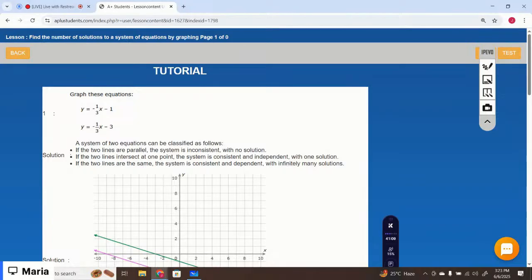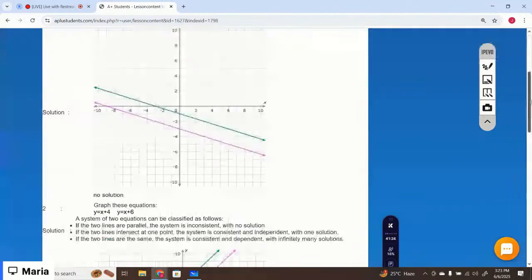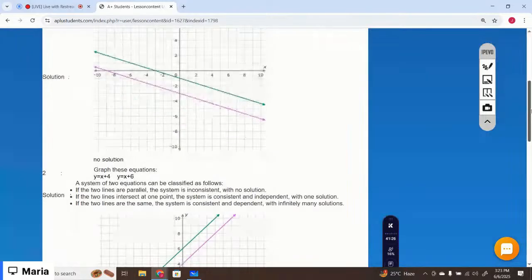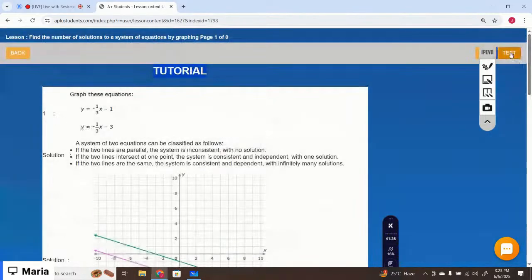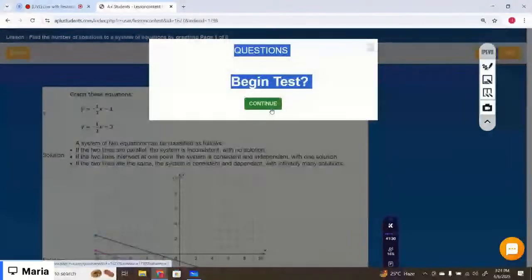So y equals negative 1 by 3x minus 1 and y equals negative 1 by 3x minus 3. These are the two equations with the same slope and different y-intercepts. So that means these two lines are parallel. The system is inconsistent with no solution. Let's just start with the test questions.